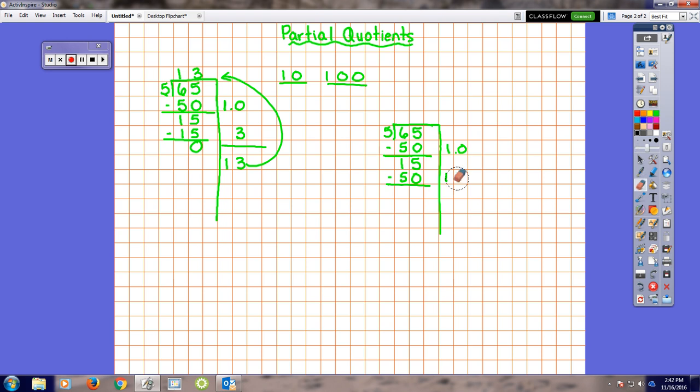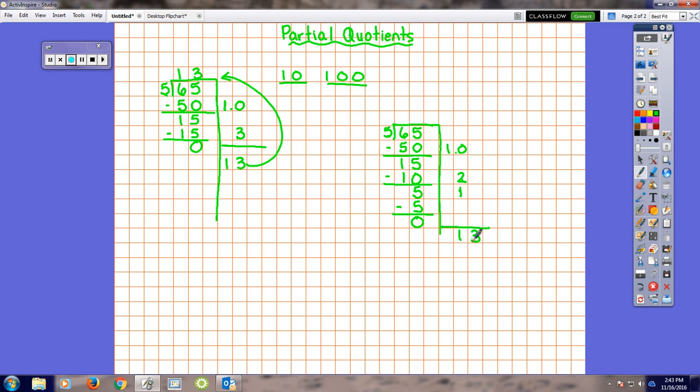But let's say I know that 5 times 2 is 10. I don't know that 5 times 3 is 15, but I do know 5 times 2 is 10. I can put a 2 here and multiply it out. 5 times 2 is 10. Subtract. I have 5. So I'm not at 0 yet. So now I know, okay, 5 goes into 5. Oh, okay, I know that. It goes in there 1 time. So now I'm going to put that here. 5 times 1 is 5. And I have 0. If I add my numbers up, I still come up with 13.